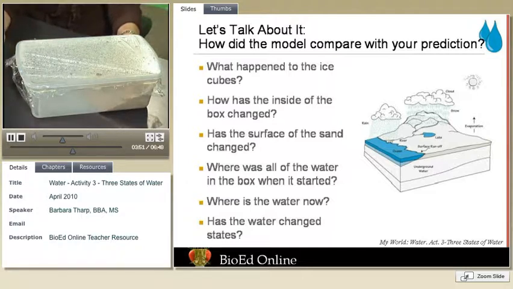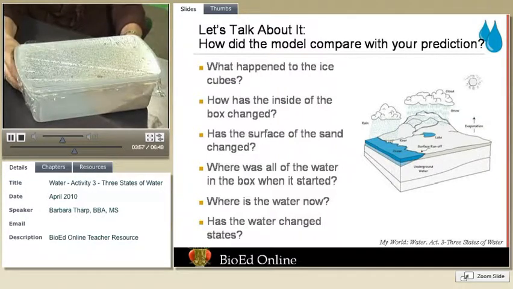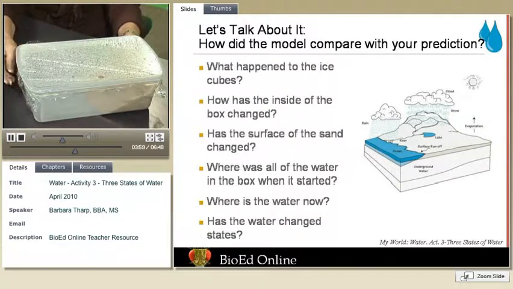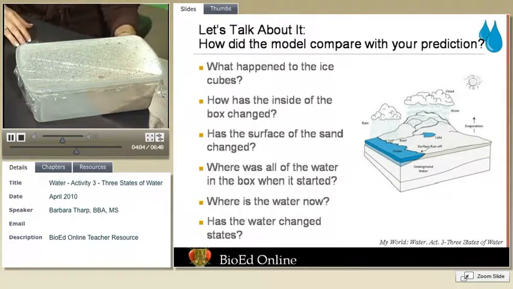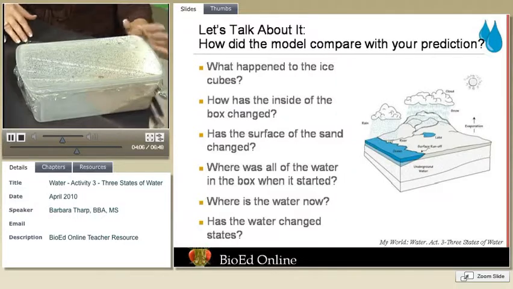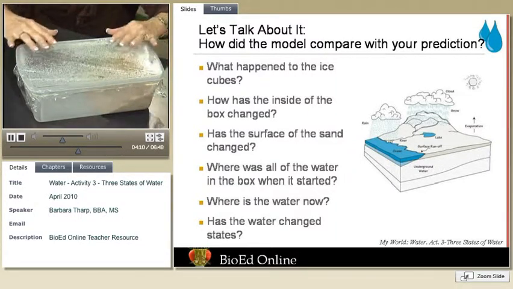So what happened to the ice cubes? The ice cube melted. How has the inside of the box changed? If you can look, you don't see ice cubes anymore, but you do see moisture and the sand is wet. The sand has little rivulets in it, so you can also talk about erosion. Where's the water in the box at this point in time? If you look at the top, you can see the condensation on the top.